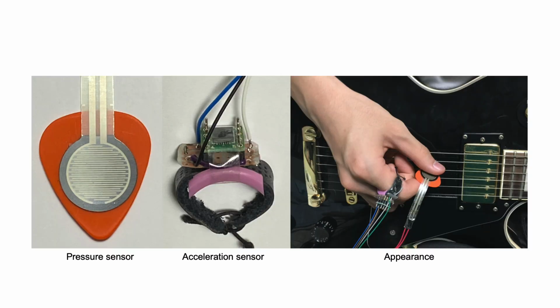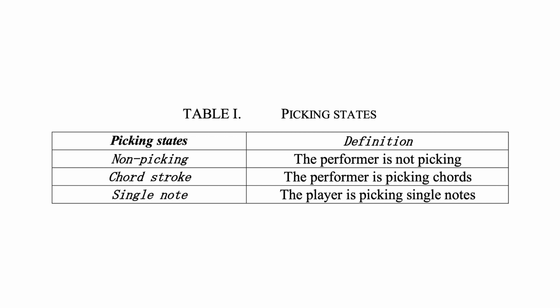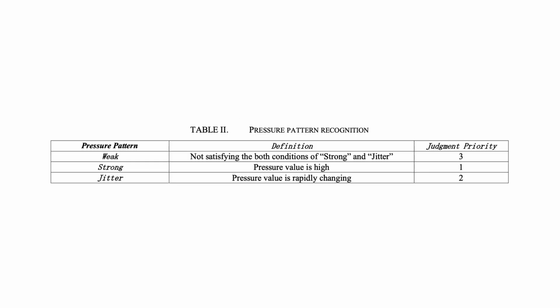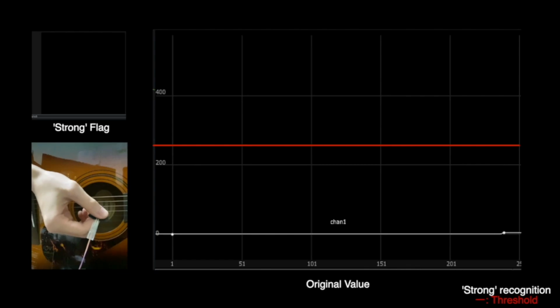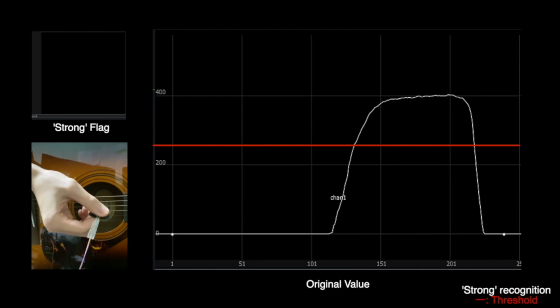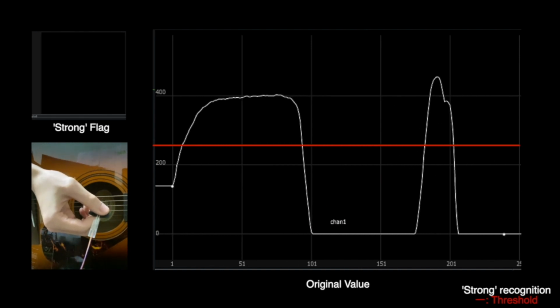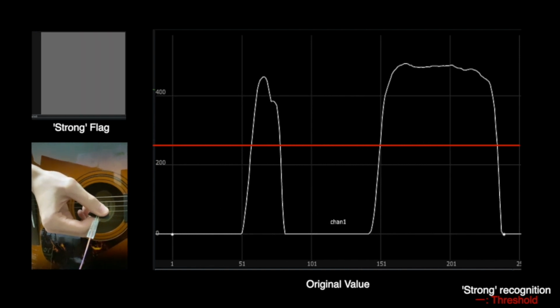Our interface consists of a pressure sensor and a 3-axis acceleration sensor. We judge the current state as non-picking, chord stroke, or single note. Table 2 shows the classification of pressure patterns. We separated pressure force into 3 categories: strong, weak, or jitter. This is a movie of strong recognition. When the pressure value is higher than one threshold, strong flag turns on.